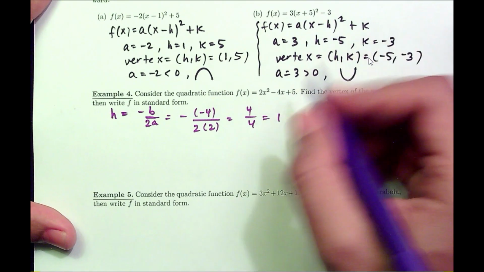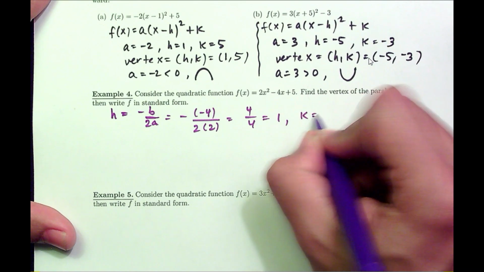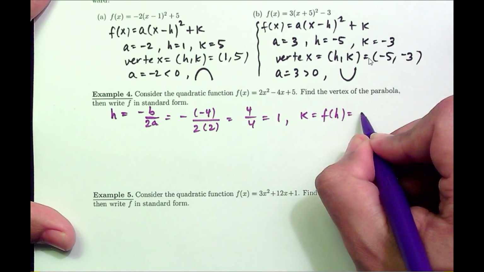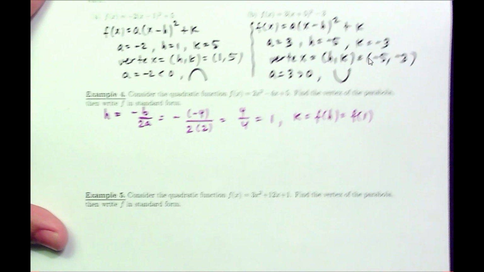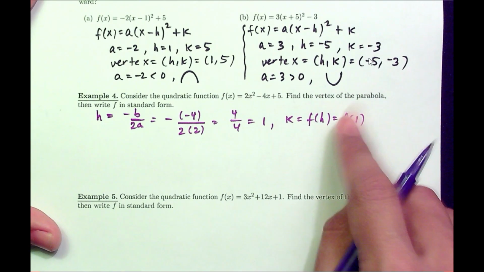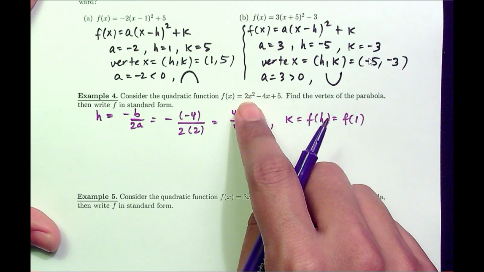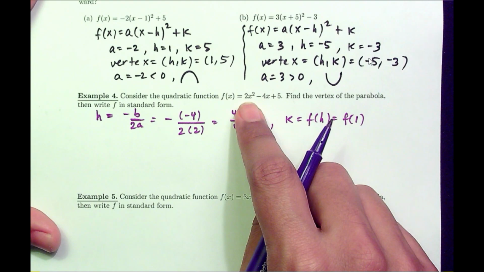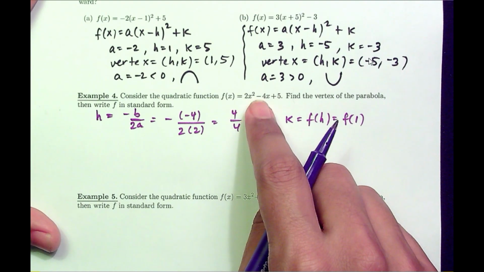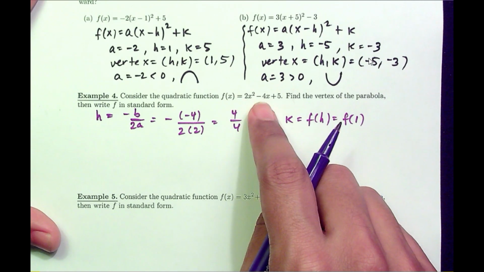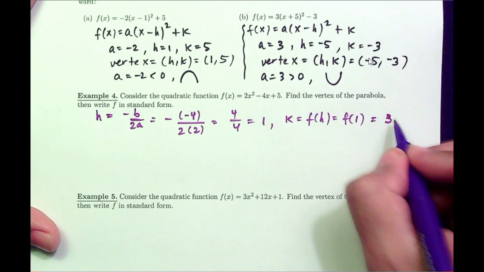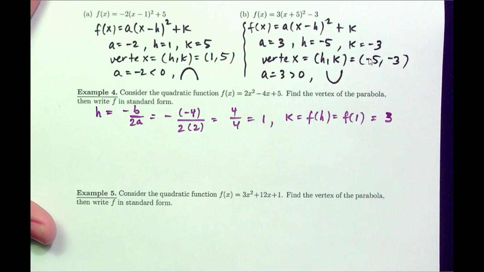And if the h is 1, what is the k? The k is just what you get when you plug in the h. So in other words, what you get when you plug in 1 in f. So now we're going to plug in 1 in here. We can do it in our head. So 2 times 1 squared, that's 2. Minus 4 times 1, which is 4. So 2 minus 4, that's negative 2. Negative 2 plus 5 is positive 3. So you get then that k is 3.